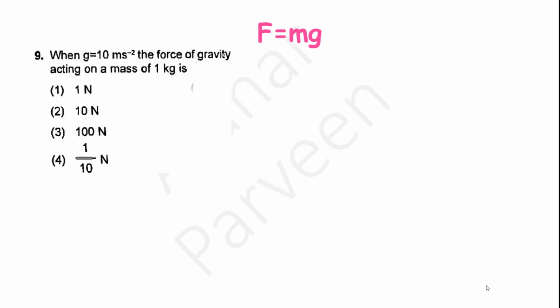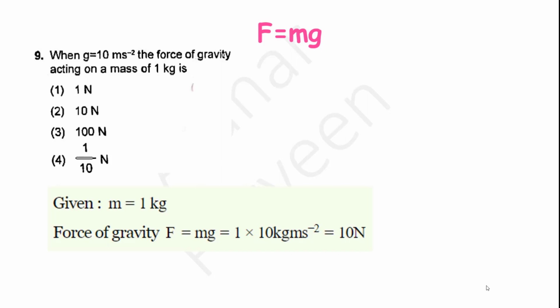There was a 1 mark question asked in your previous year question paper. When g is equal to 10 meter per second square, the force of gravity acting on a mass of 1 kg is. Just apply F is equal to mg. You substitute. They have given that mass is 1 kg. We know that g is 10 meter per second square. Just apply it, and of course, what will be the unit of force? It should be Newton, right? Whether it is normal force or whether it is force of gravity, its unit will be Newton. So the answer will be 10 Newton.